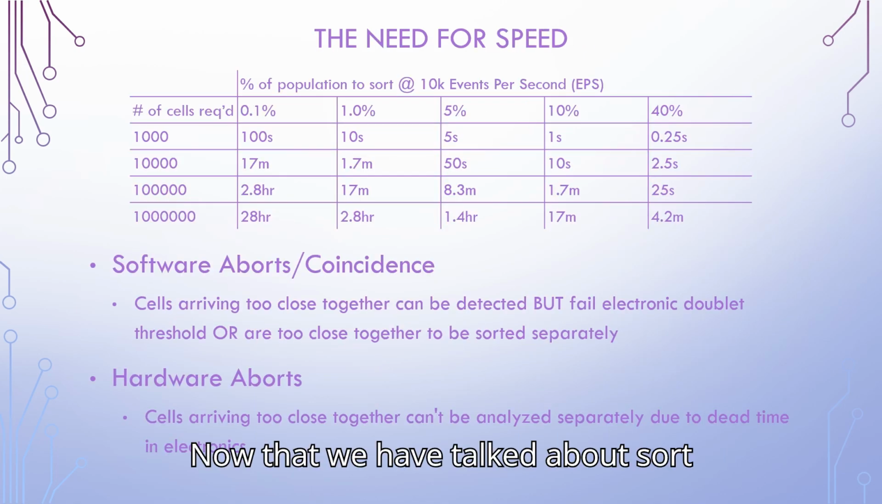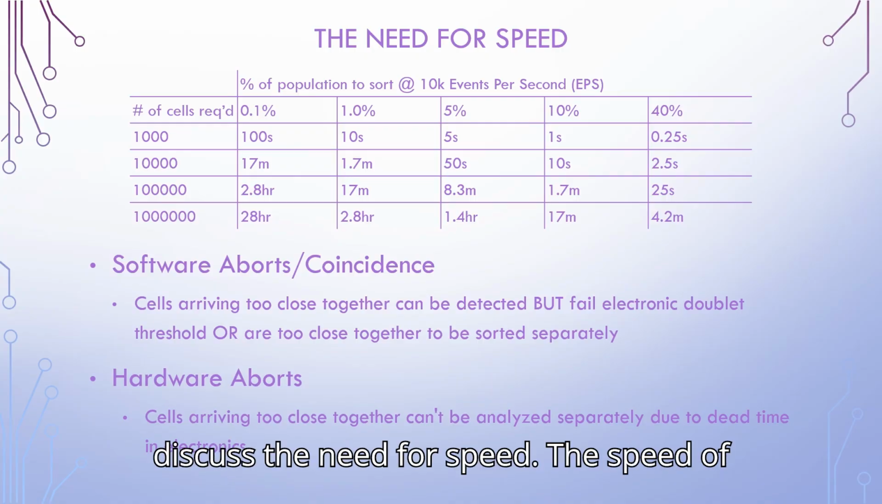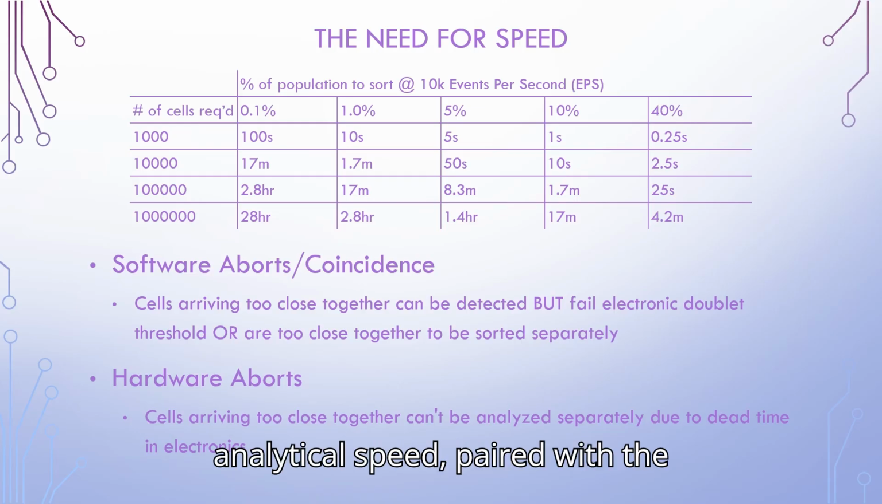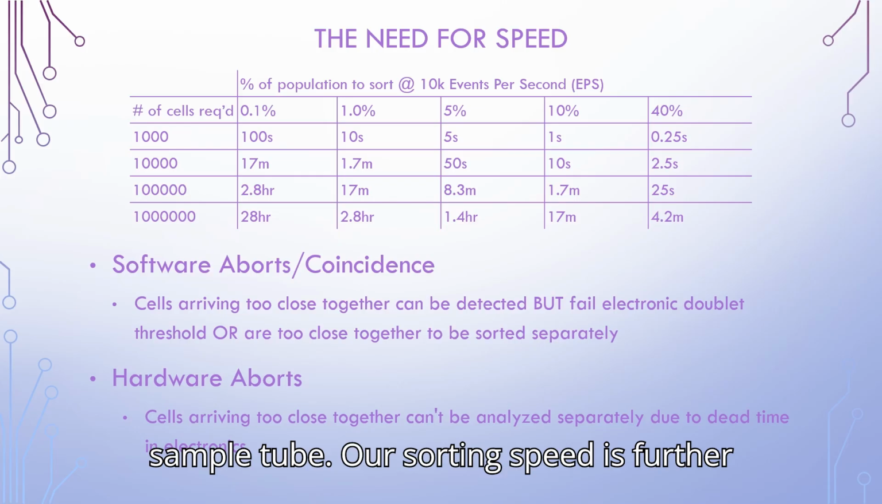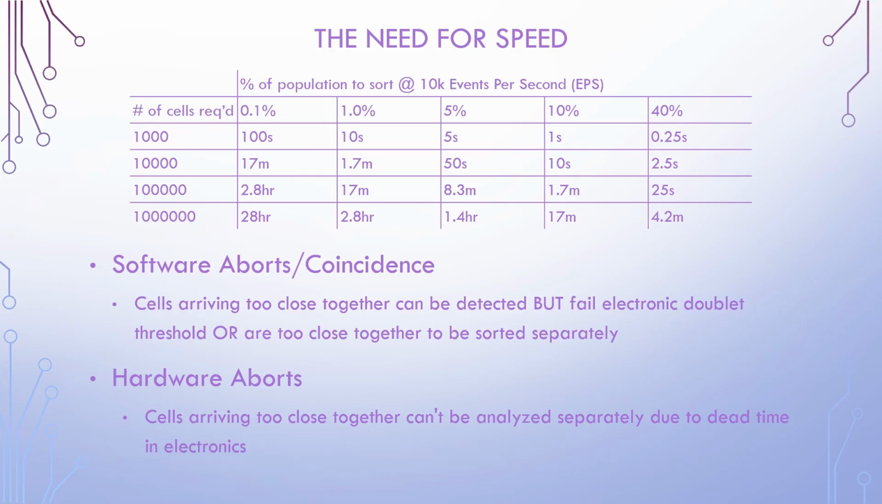Now that we have talked about sort decisions and sorting modes, it's time to discuss the need for speed. The speed of our sort will be dictated by our analytical speed paired with the percentage of our target cells in our sample tube. Our sorting speed is further reduced by a number of other factors.